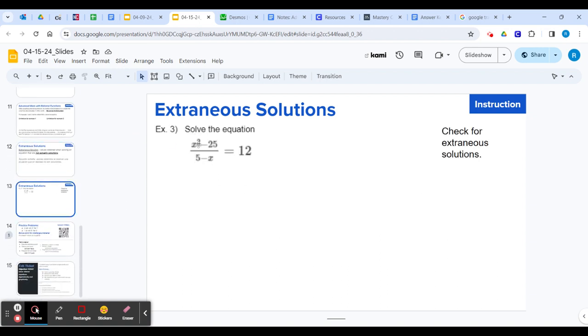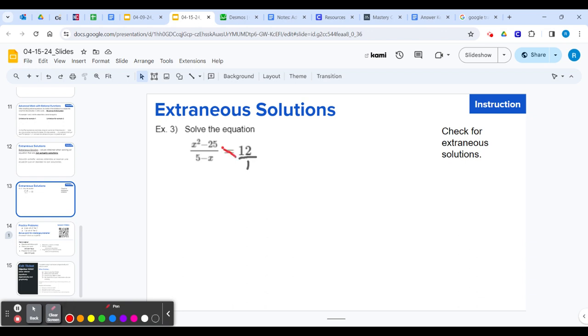So in example 3, we're given a problem, x squared minus 25 over 5 minus x equals 12. And some of you might see that we can apply the same idea of factoring to help us simplify this equation out. I'm actually going to wait until the end so we can review how we solved polynomials. But if I work through this, I'm going to cross multiply to solve these equations. So one thing I'm going to do is throw a divided by 1 right there, and then I'm going to go through with my cross multiply.